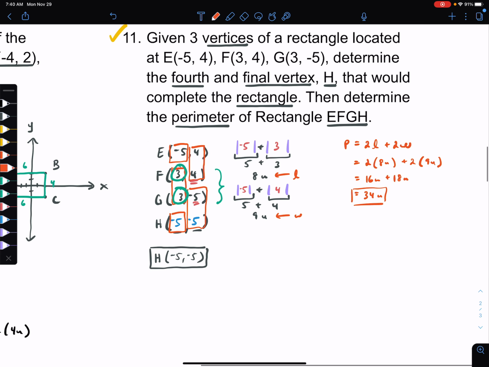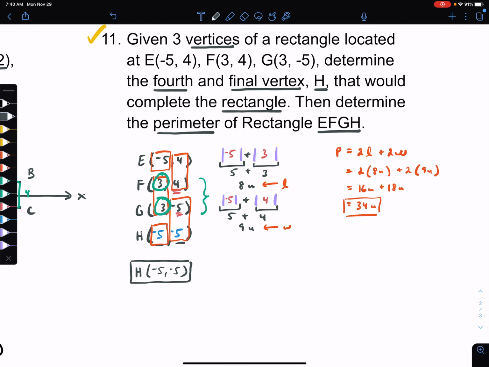Okay, to back all this up, because I know sometimes it's confusing to just see the math and not really see the picture, I'm going to draw the picture here just to hopefully make it a little bit more clear. Again, nothing special, just a rough sketch. For E, that's 1, 2, 3, 4, 5, then positive 1, 2, 3, 4. That's going to be E. For F, it's 1, 2, 3, then up 4. For G, it's over 3 to the right, then down 1, 2, 3, 4, 5. And H is -5, -5.